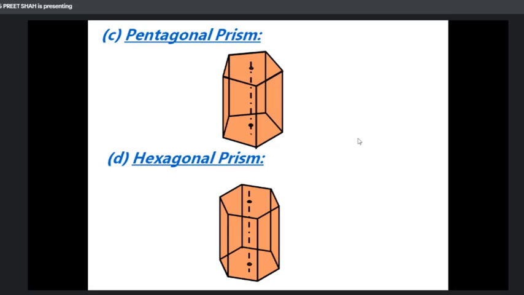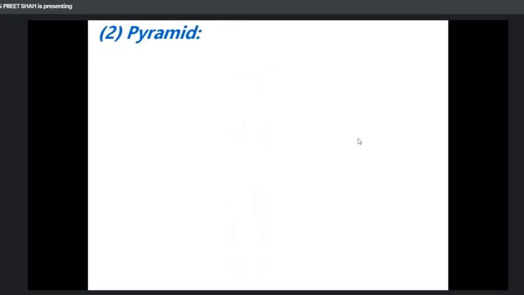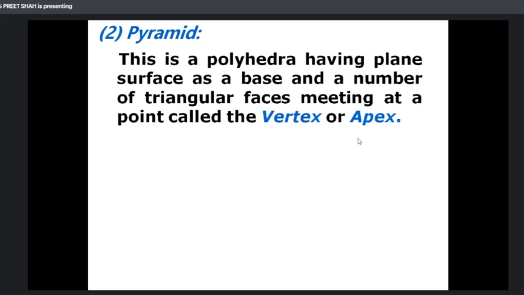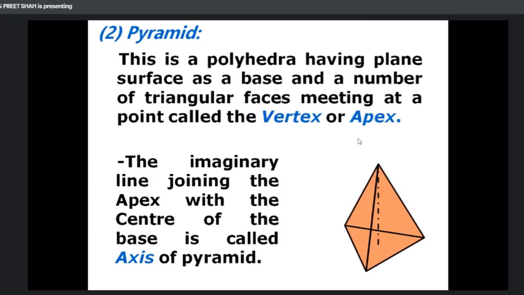Now next, pyramid. So what will happen in a pyramid? In a prism there are two bases, one top base and second bottom base, but in a pyramid there is only one base. So one base and one apex point.